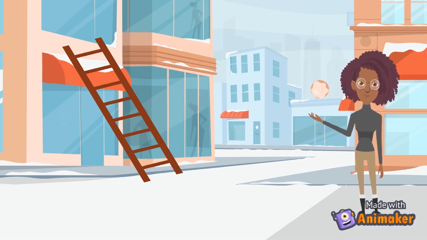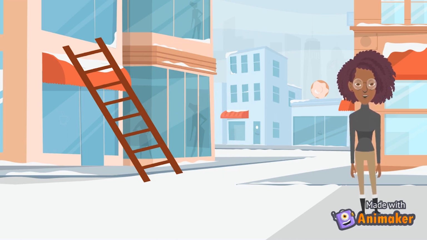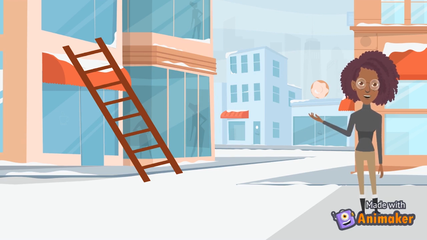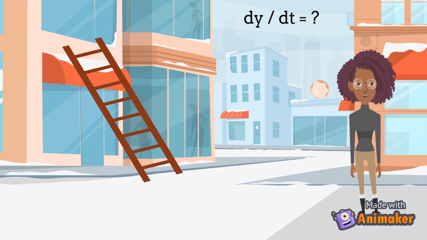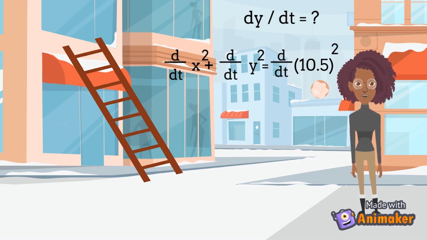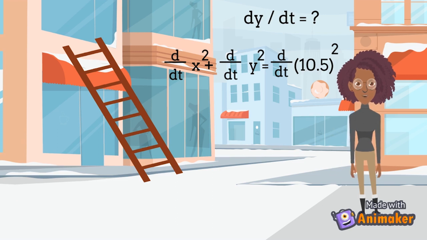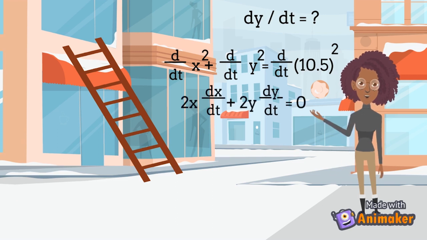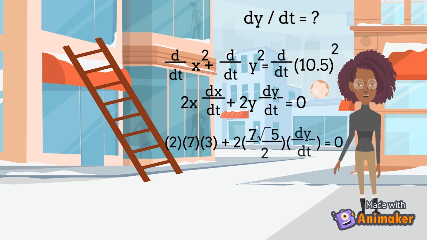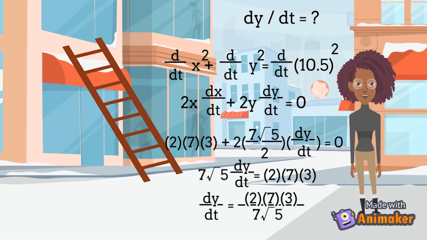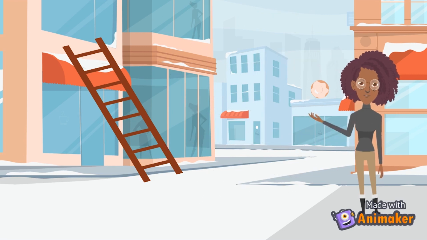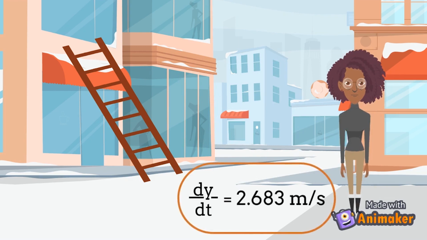Now, to solve for dy over dt, we need to first differentiate the first equation. We will get 2x dx over dt plus 2y dy over dt equals 0 because z squared is a constant. We will get a new equation from that. Now, we substitute the values and then evaluate using a calculator. The final answer is dy over dt equals 2.683 meters per second.